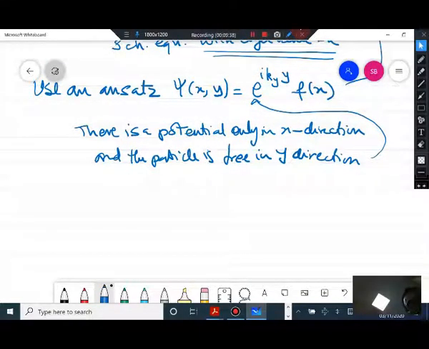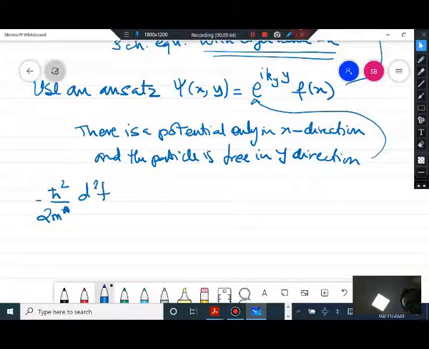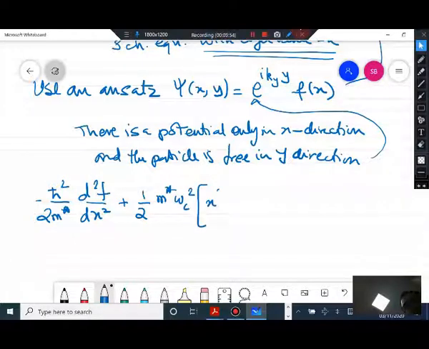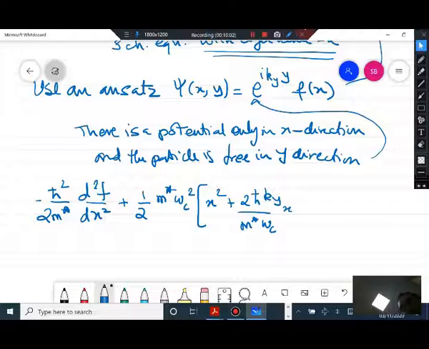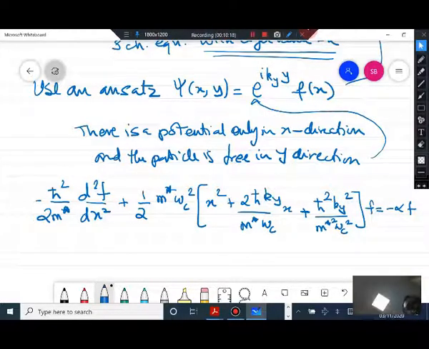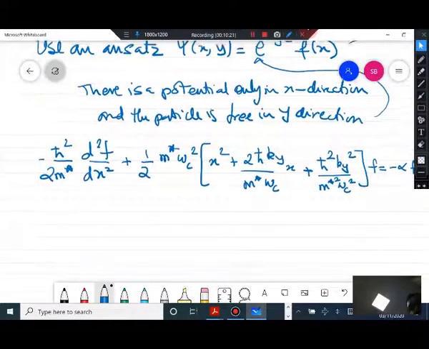and when you work it out, you can show that this is equal to minus h cross square by 2m star d square f by dx square plus half m star omega c the whole square x square plus 2 h cross ky by m star omega c x plus h cross square ky square by m star square omega c the whole square times f is equal to minus alpha times f. You just have to put that back, do a little bit of calculation, and you can easily show this.